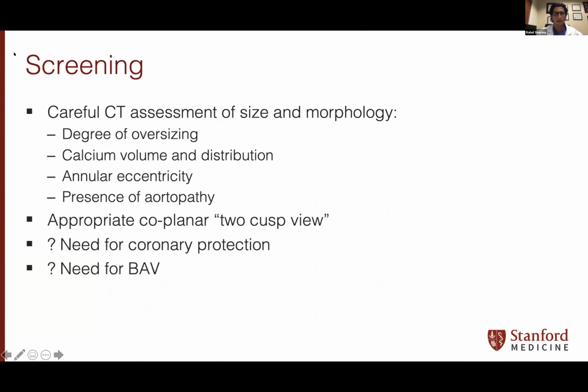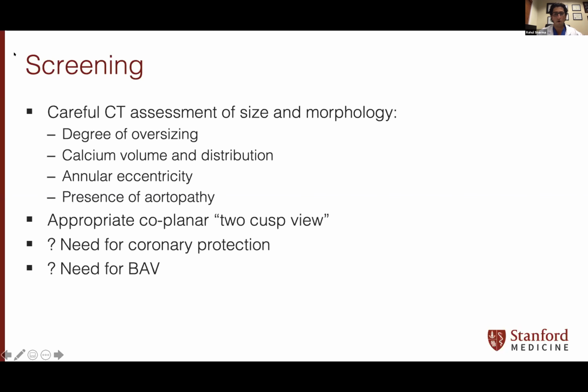So in my practice, this is my approach. CT is obviously the mainstay of screening these patients, carefully looking at the size and morphology of the valves, the degree of oversizing, both the volume and distribution of the calcium, the eccentricity that often accompanies bicuspid valves, and what the minimum and maximum dimensions of the aorta are, and then the presence of any coexisting aortopathy, as we often find in these bicuspid valves, particularly those true congenital bicuspids, the type 0s.